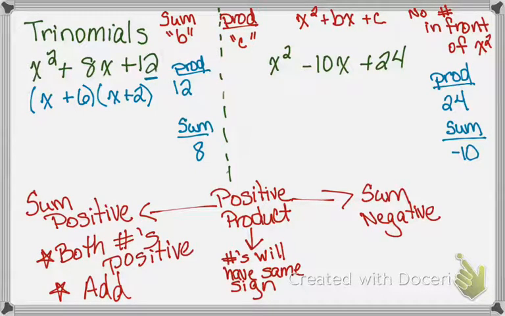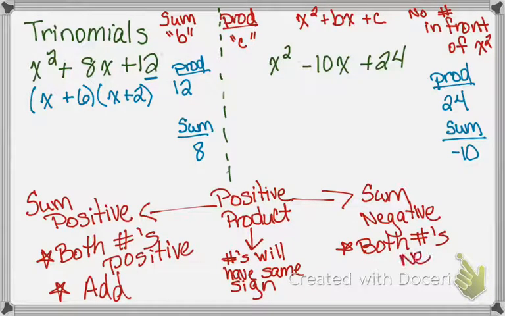Okay? What can you tell me about my numbers when my sum is negative? They're both going to be negative. Okay? We have a positive product and a negative sum, so both numbers have to be negative. Okay? And what am I going to do with their absolute value?